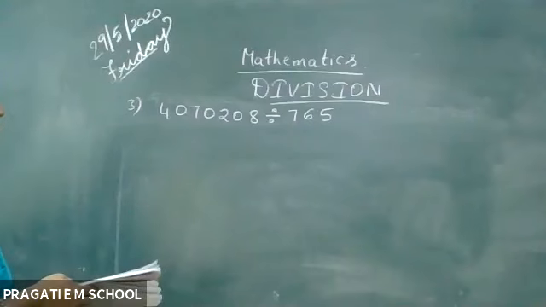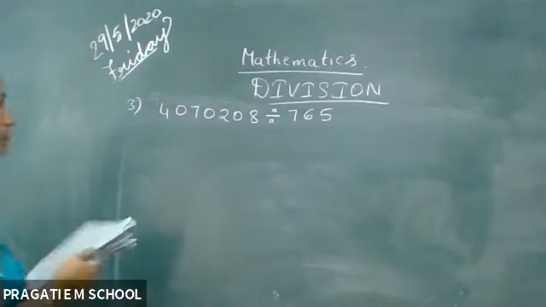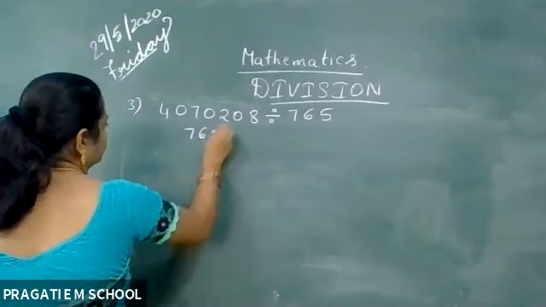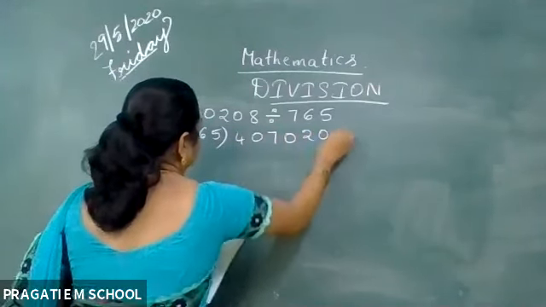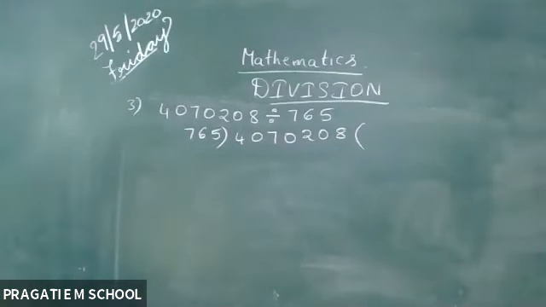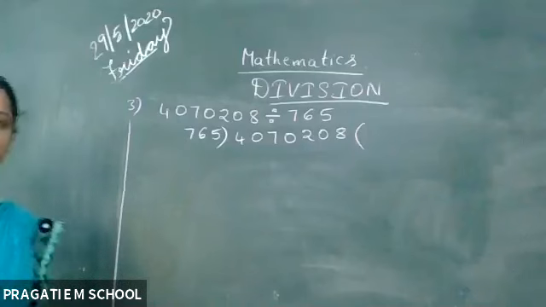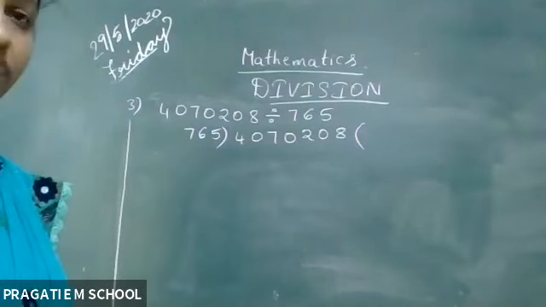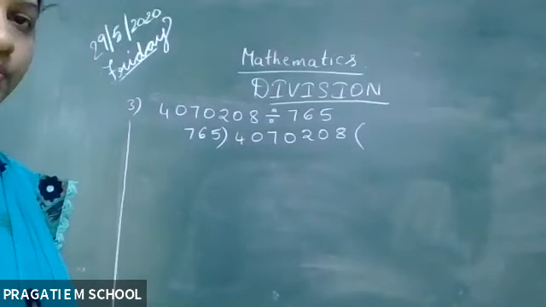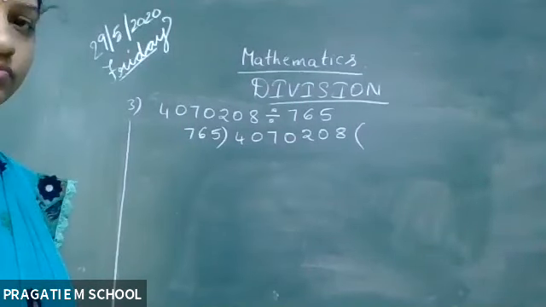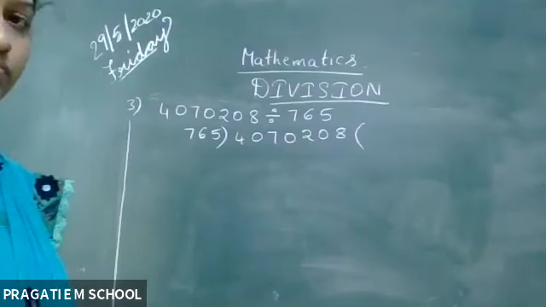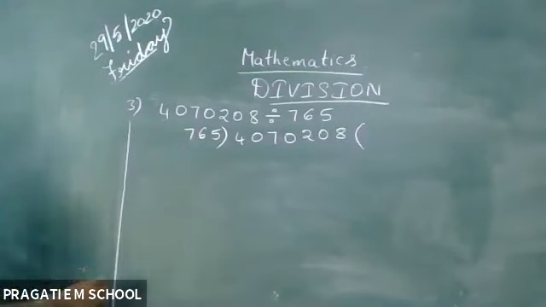4070208, that is 40,70,208 should be divisible by 765, children. So we have to start the division. 765 is the divisor, we have 765. So now let us check, children. Yes. So let us start.